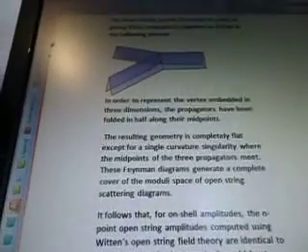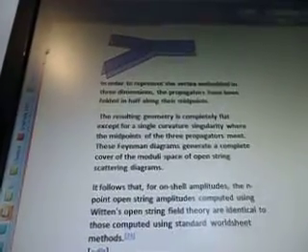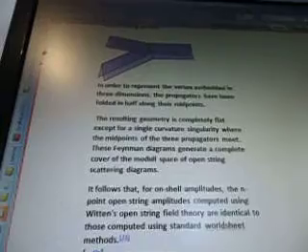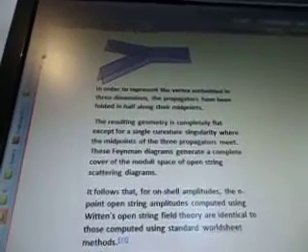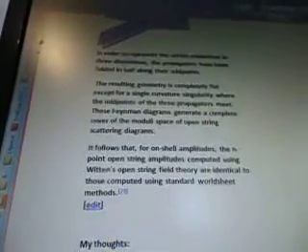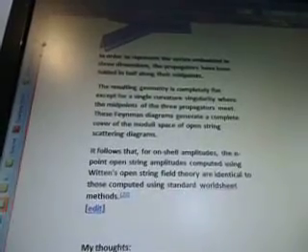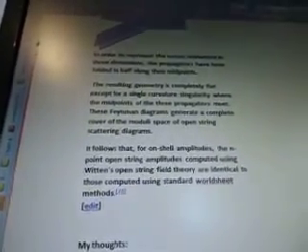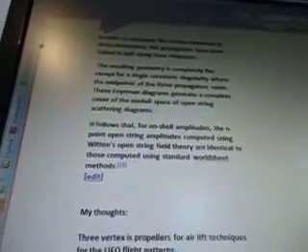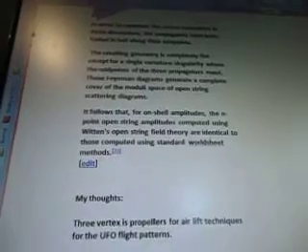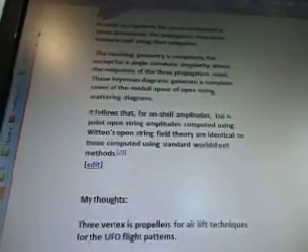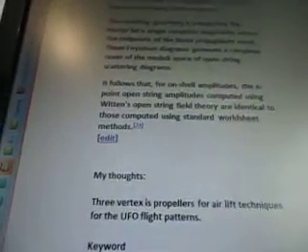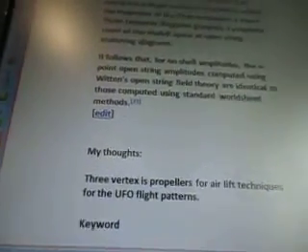The propagators have been folded in half along their midpoints. The resulting geometry is completely flat except for a single curvature singularity where the midpoints of the 3 propagators meet. These Feynman diagrams generate a complete cover of the moduli space of open string scattering diagrams. It follows that for on-shell amplitudes, the open string amplitudes computed using Witten's open string field theory are identical to those computed using standard worldsheet methods.